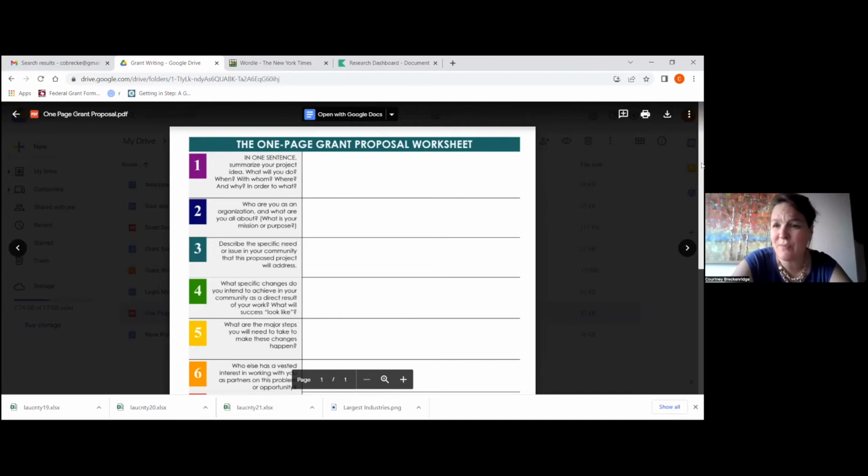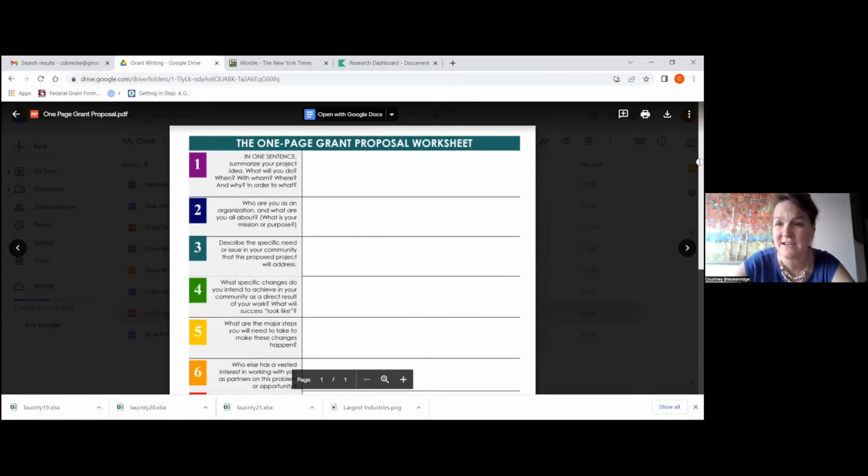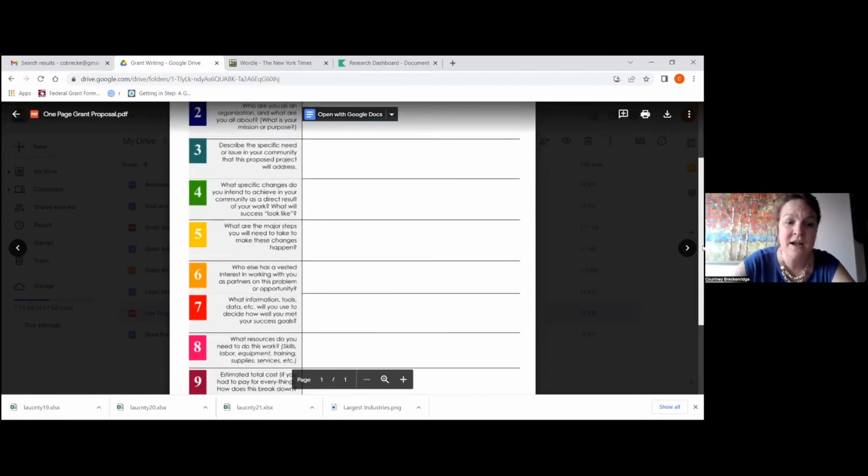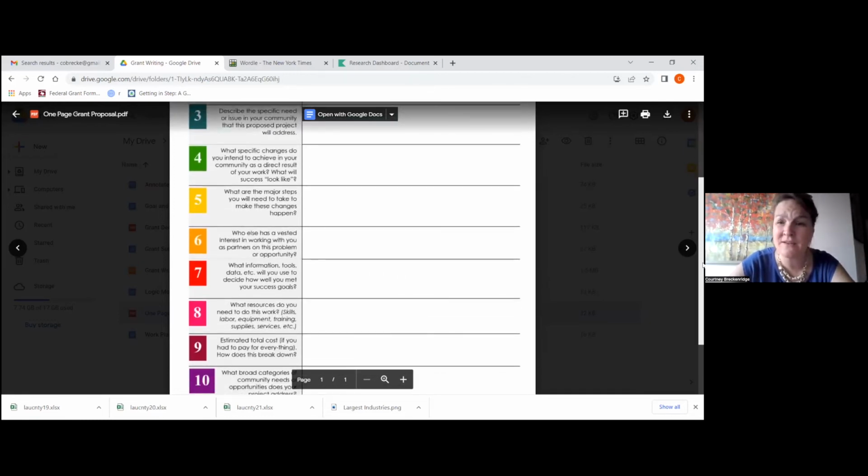Start with, what do you want to do? So like in 1 page here, what's your big idea? Who are you and why are you the right person to do it? What's the need that this project's going to address? What specific changes are going to result from your work? What do you need to do to make it happen? Who are your partners? Who else has a vested interest in this project? What are you going to need in terms of information, tools, data, to assess how well you're doing?